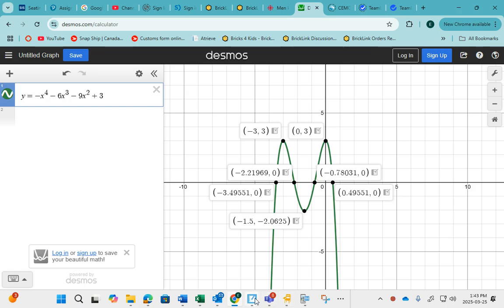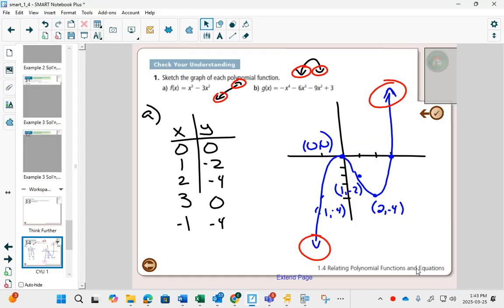All right, so questions to circle for number 1 are 5, 6, and 8.